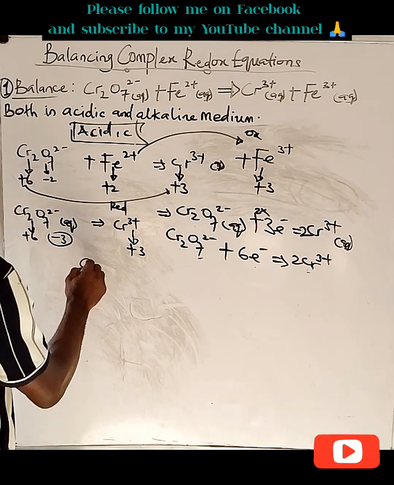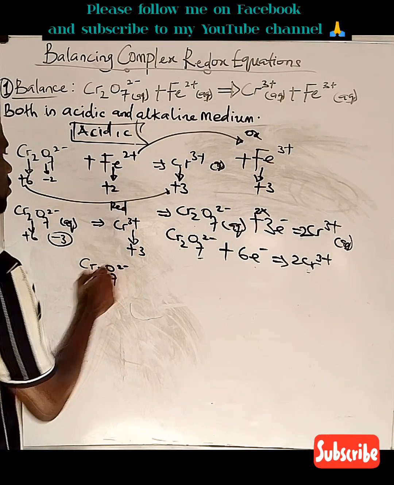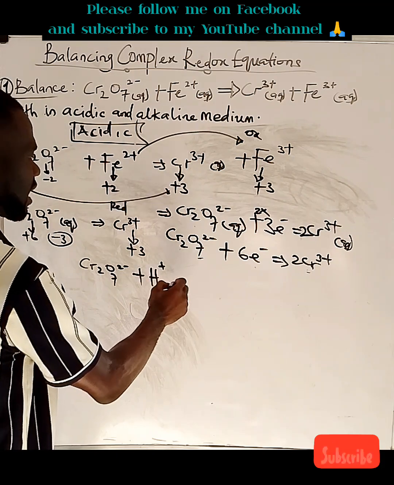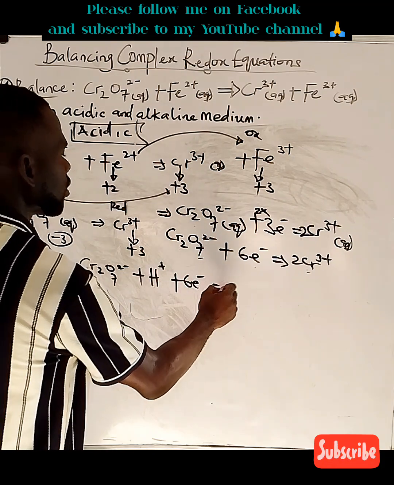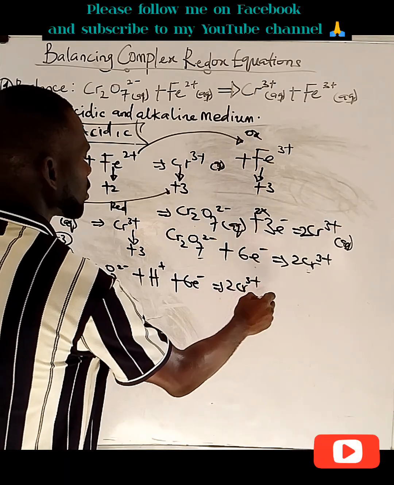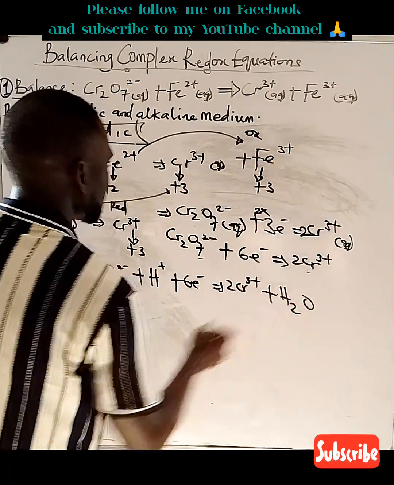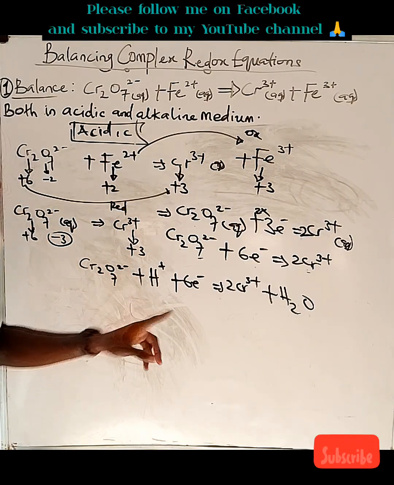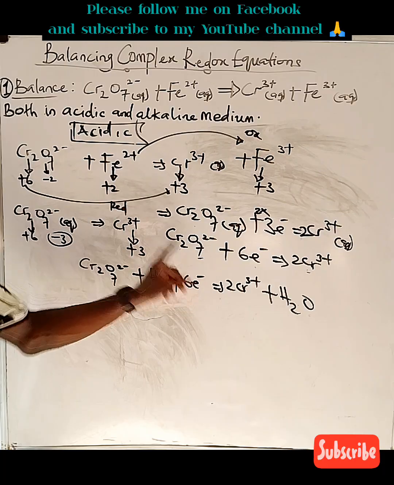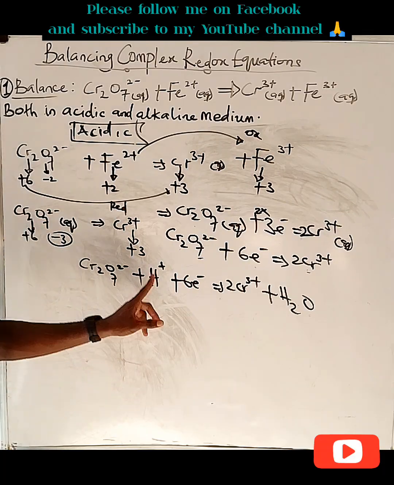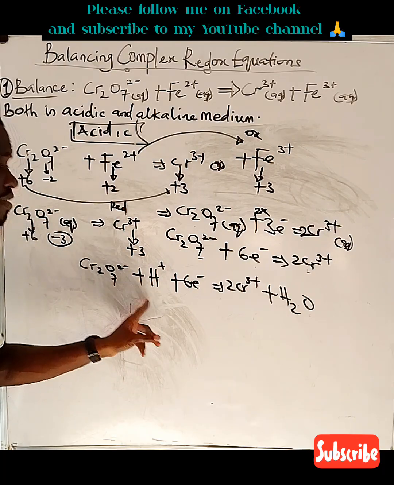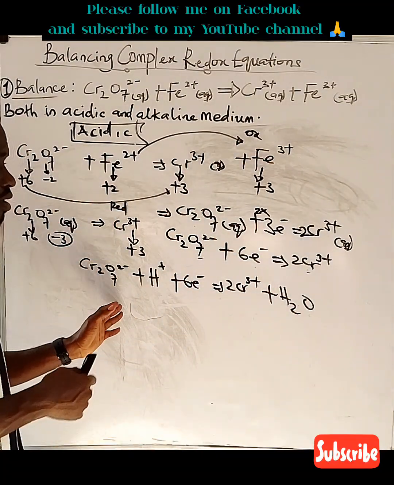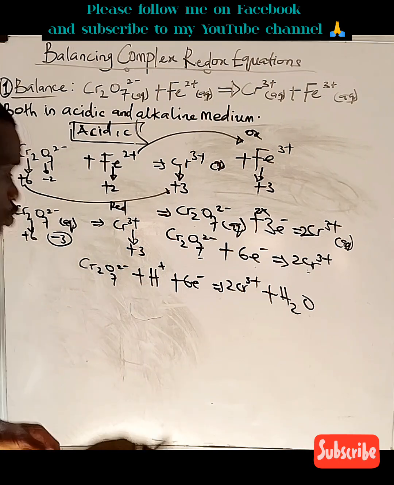So it's going to be Cr2O7 2- plus, then we're going to add hydrogen ion, that's another aqueous, plus 6 electrons equals 2Cr3+, then plus water. That's what we do when it comes to things like this. Every other thing is settled just for the fact that we have 7 atoms of oxygen. We have to look for a way to balance it. So the only way we're going to do that is by adding hydrogen ion to the reactant and water to the product end. Why? For the oxidation, we're going to swap it. Water comes to the reactant, hydrogen ion goes to the product end.